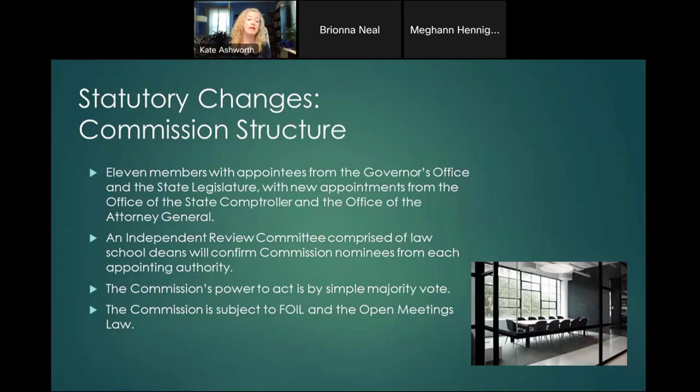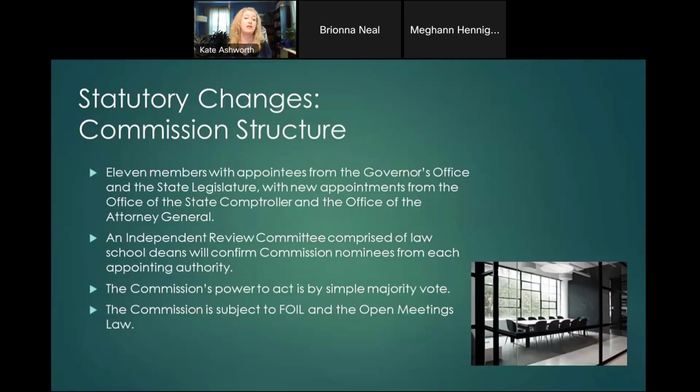But all of those nominees are now vetted through an independent review committee that's made up of the deans of all of the New York State law schools. So all of those nominees get put through the law school ringer, and those who are approved get appointed. Those who do not get approved go back to their nominator to make a new nomination.